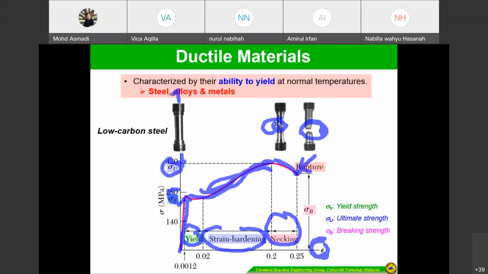So if you look at here, usually for the necking, if there's a necking right here, generally it is 45 degrees. This is in terms of the ductile materials.